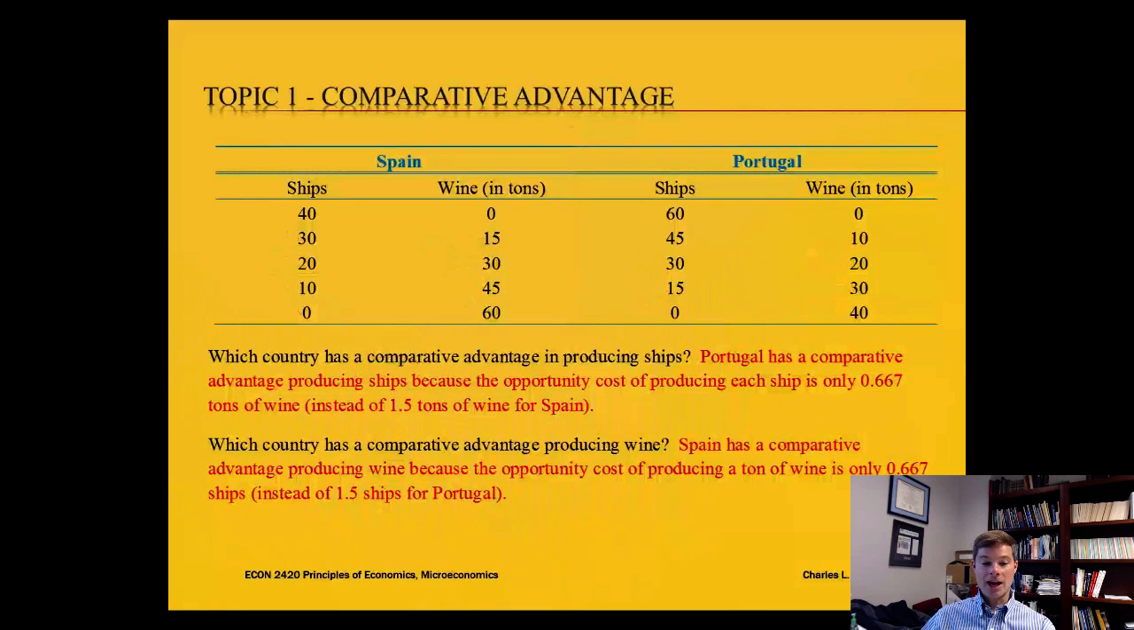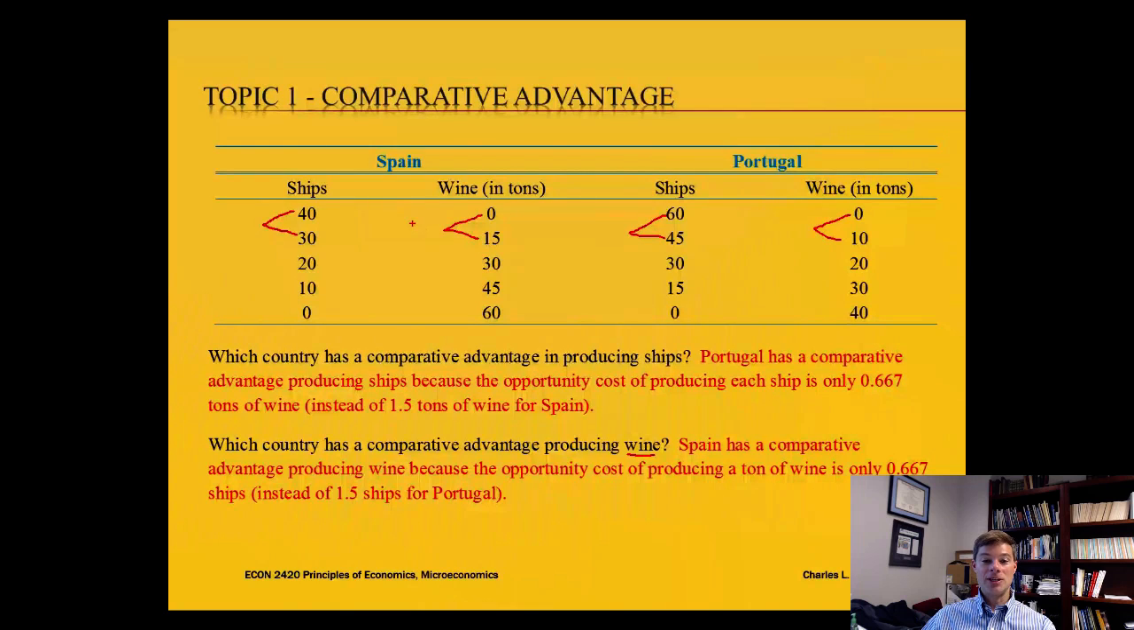Next, let's look at which country has a comparative advantage for producing wine. If Spain goes from producing 0 to 15 tons of wine, then it will have to give up 10 ships. If Portugal goes from producing 0 to 10 tons of wine, it will have to give up 15 ships. So the opportunity cost of producing wine is lower for Spain.